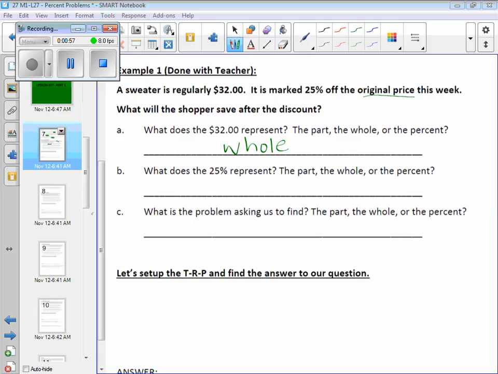25%. That's always the easiest one because it has the sign in there that tells you what it is. If you have a whole here and percent here, the thing that's left that you're trying to find in this case is the part.